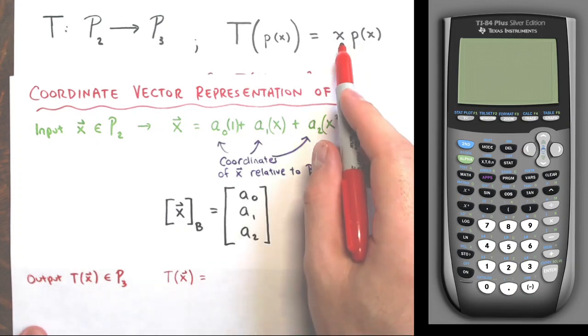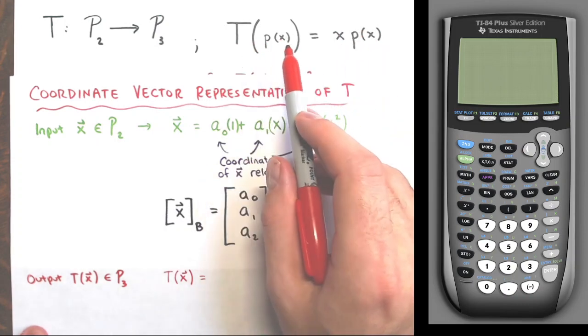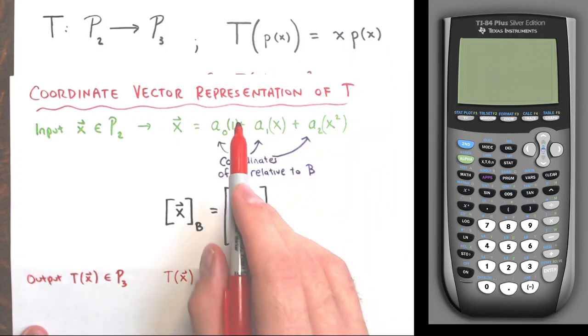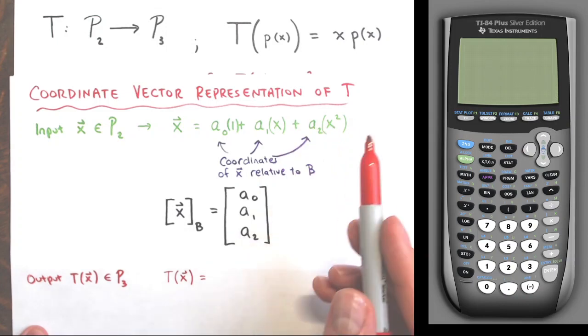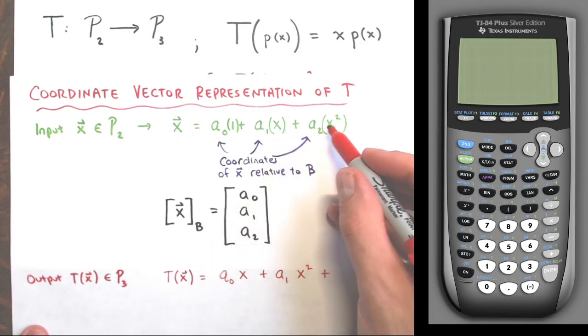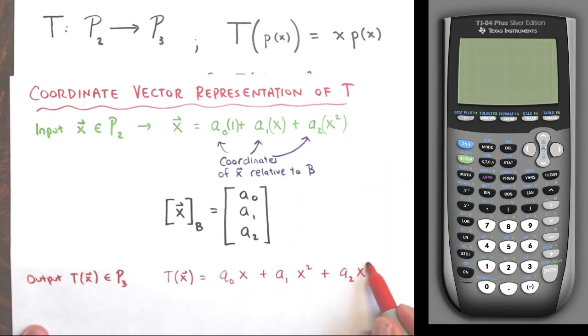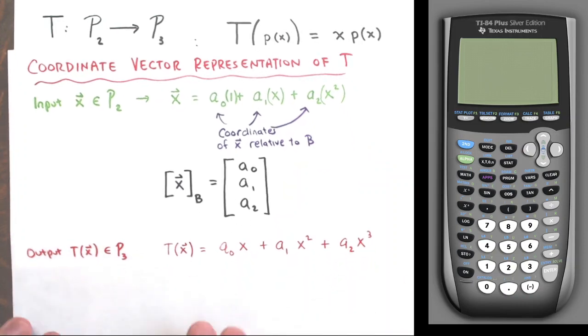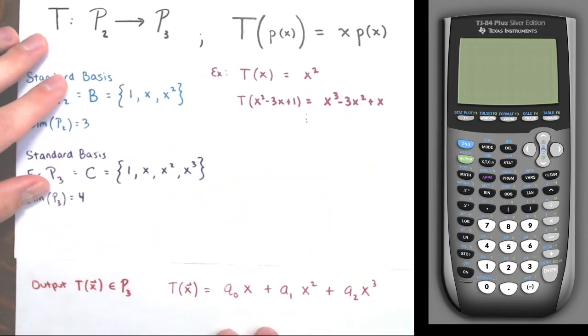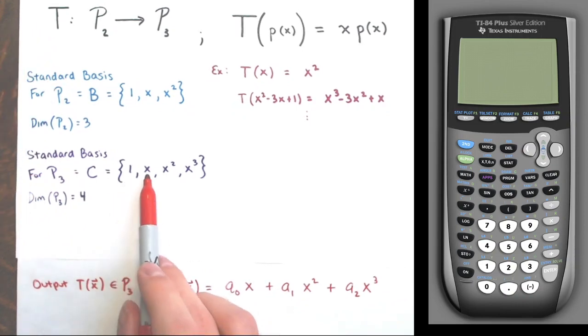Now if I go through this, remember T applied to a polynomial from P2 is just x times that polynomial. So I'd multiply this by x. So I'd have a0 times x plus a1 times x squared plus a2 times x cubed. And remember the standard basis for P3. It's made up of these four vectors.